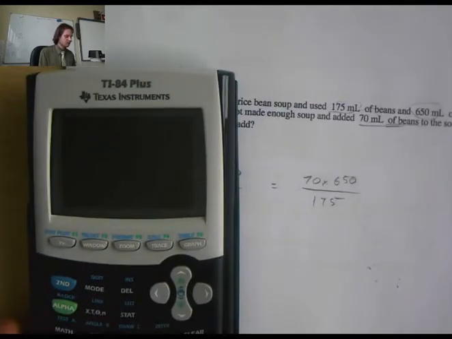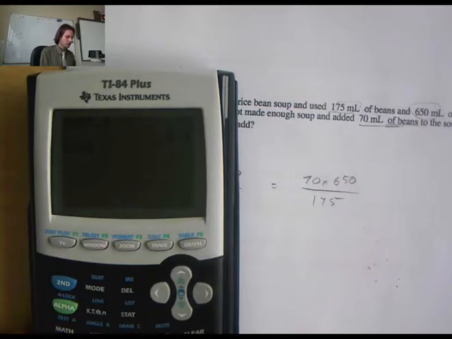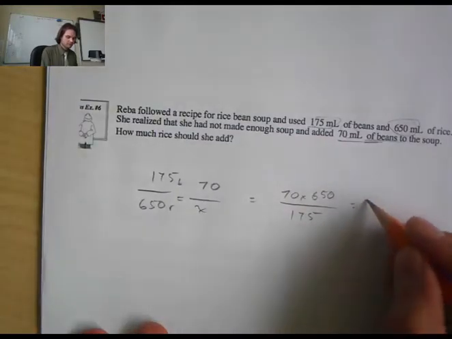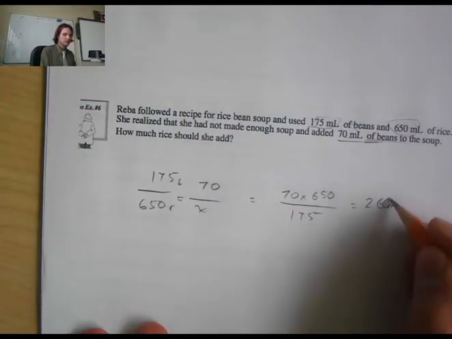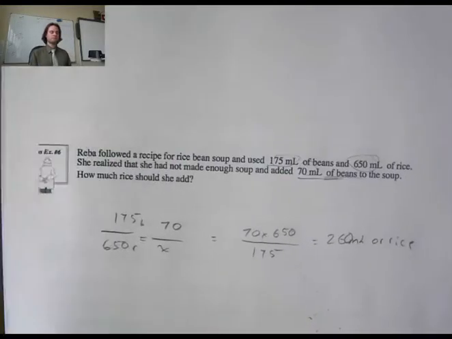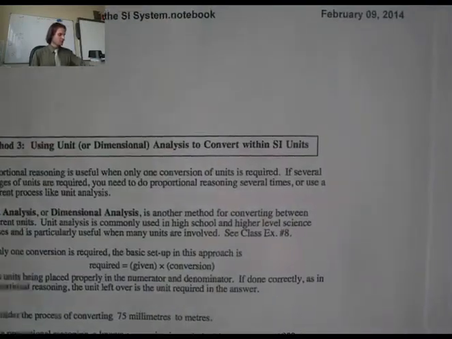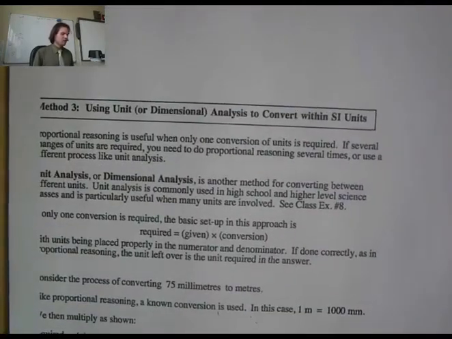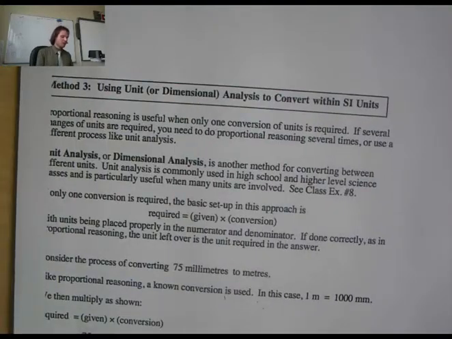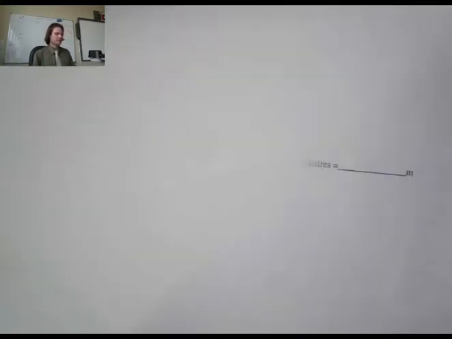So we take a look at this. I have 70 multiplied by 650, then we're going to divide by 175, and we get 260. So she needs 260 milliliters of rice. All right? Okay. So now the next example is using unit analysis, and I'll show you how that one works. Okay? So it's just canceling off units, the same idea.